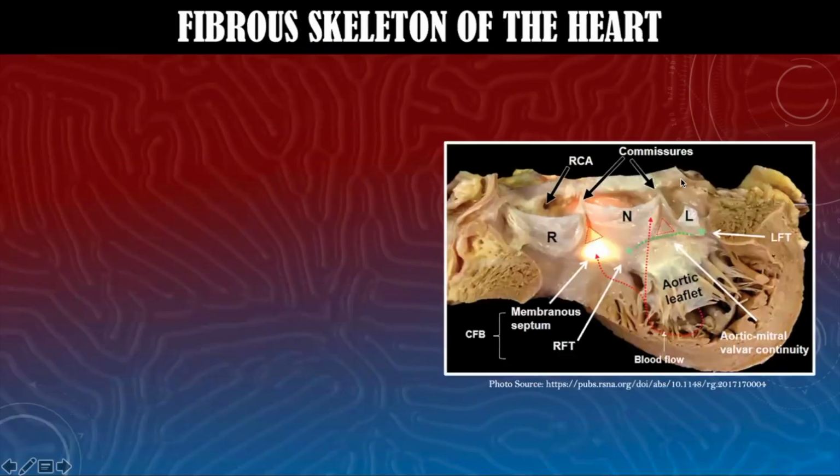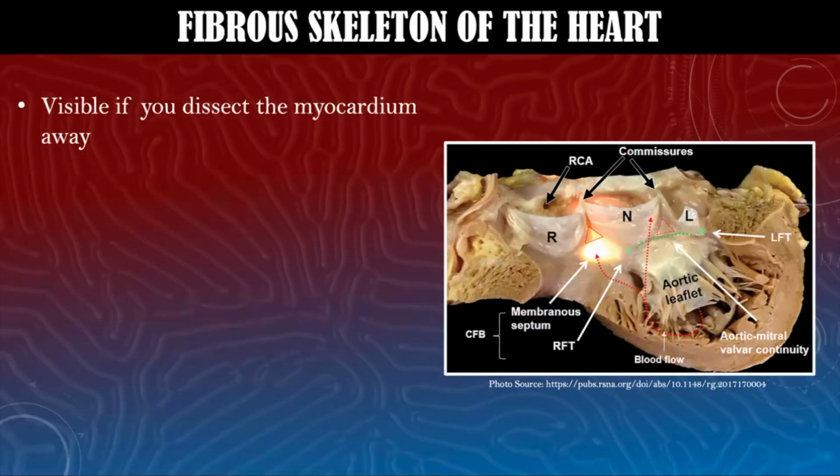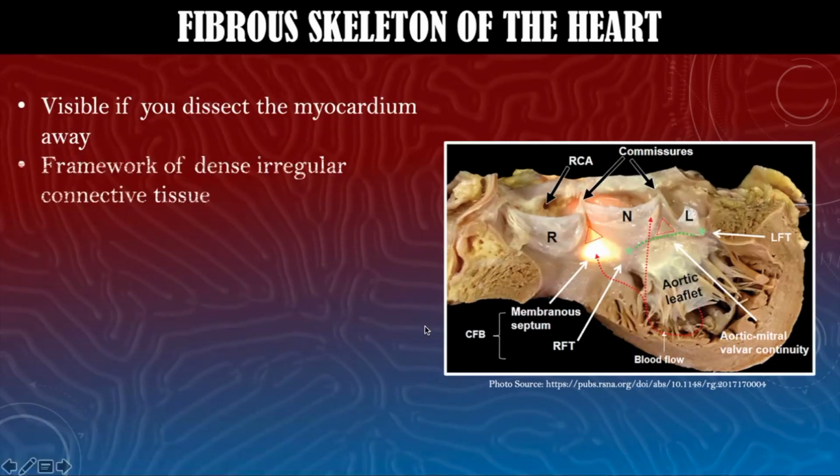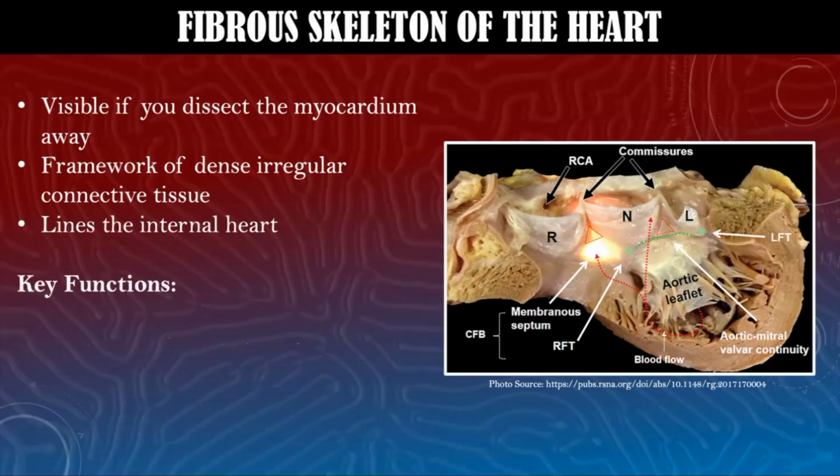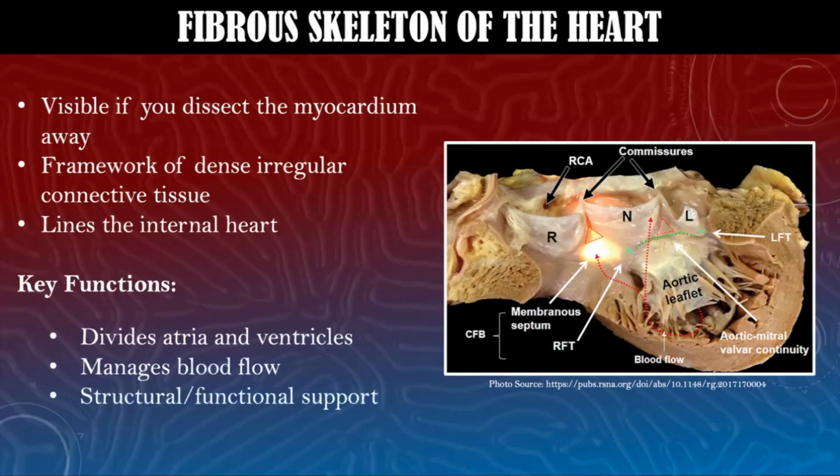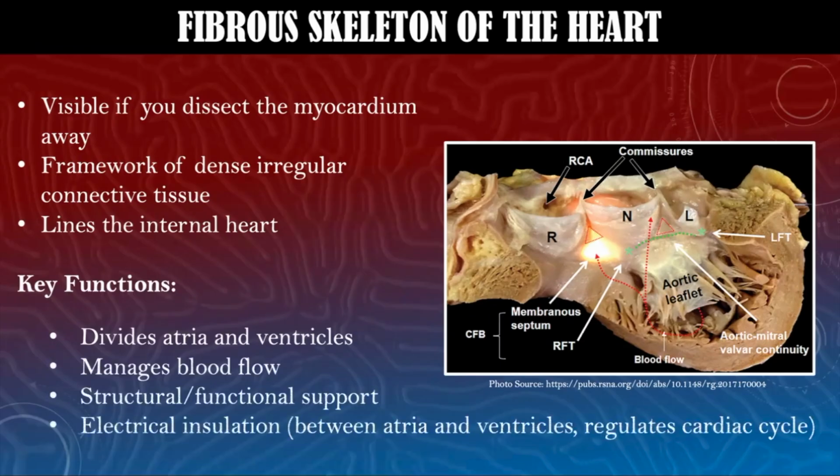Let's talk about the fibrous skeleton of the heart. So if you were to dissect the myocardium away, you could see it. It's the framework of dense irregular connective tissue that lines the internal heart, and it helps divide the atria and ventricles, manage blood flow, provide functional and structural support, and then insulate the electrical activity between the atria and ventricles, which in turn regulates the cardiac cycle.